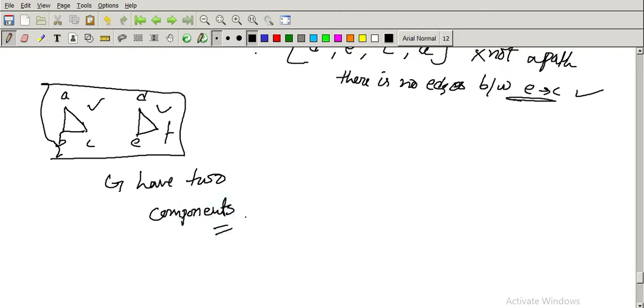So likewise, this is the concept of components of a graph. So we have these types of graphs also.